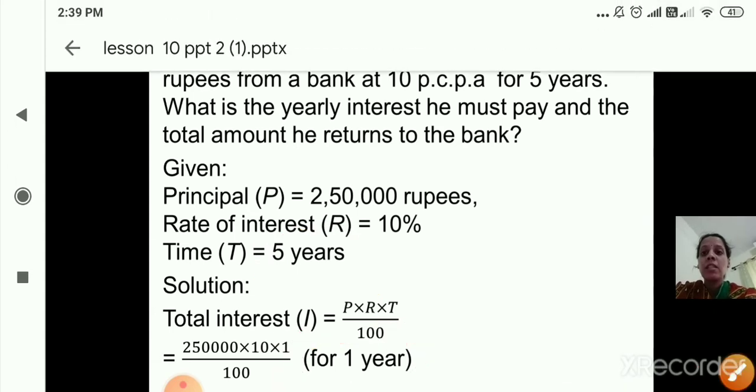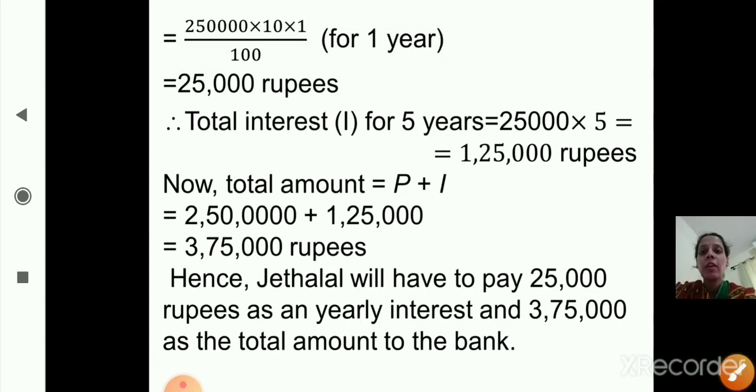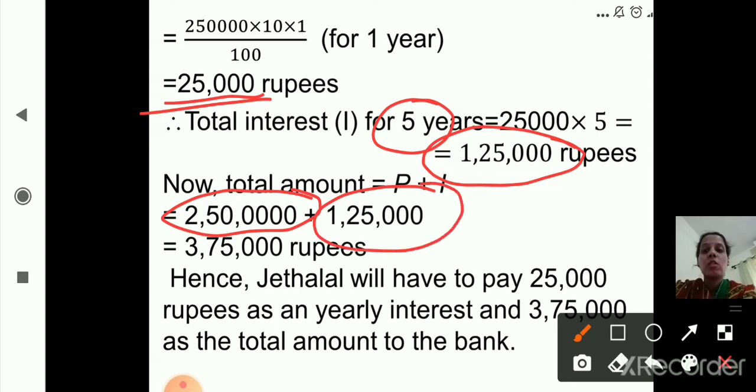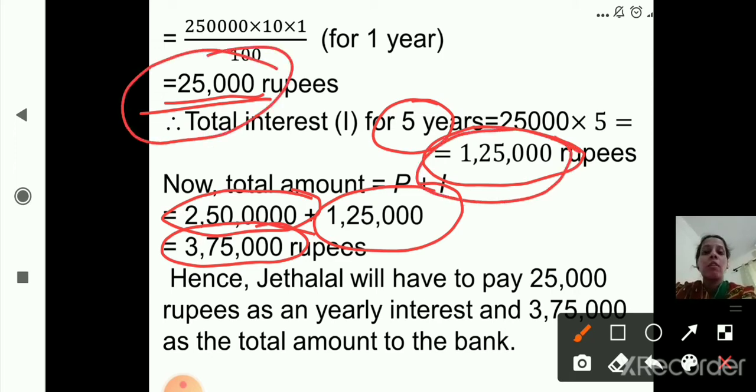So the answer is 25,000. Now this is the total interest for 1 year. Now we will find the total interest for 5 years, as it is given T is equal to 5 years. So 25,000 multiplied by 5 is 1,25,000 rupees. Now this is for 5 years. Now we will find the amount. Amount is equal to P plus I. P is 2,50,000 and I is 1,25,000. So 2,50,000 plus 1,25,000, the answer is 3,75,000 rupees. So this is the total amount, this is the total interest, and this is the interest for 1 year.